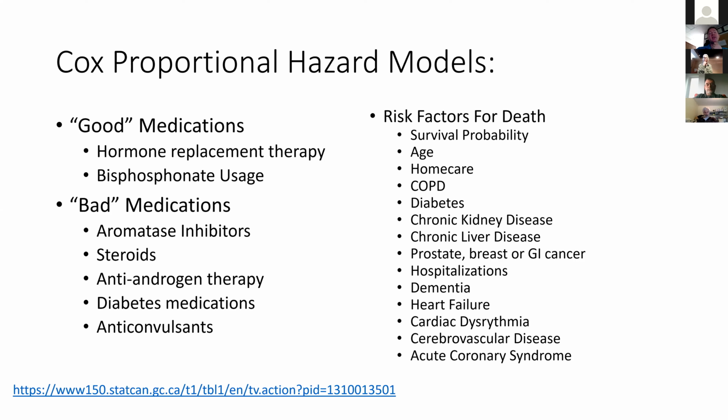And then finally, I made a third Cox proportional hazard model off of the training data only, looking at that generic survival probability for Canadians based off of 5-year age ranges, their age, home care, COPD, diabetes, chronic kidney disease, chronic liver disease, various cancers, the number of recent hospitalizations, dementia, heart failure, cardiac dysrhythmias, cerebral vascular disease, and acute coronary syndrome. So the idea here, again, is just to try to give an approximate measure of the patient's probability of dying prior to having a fracture.